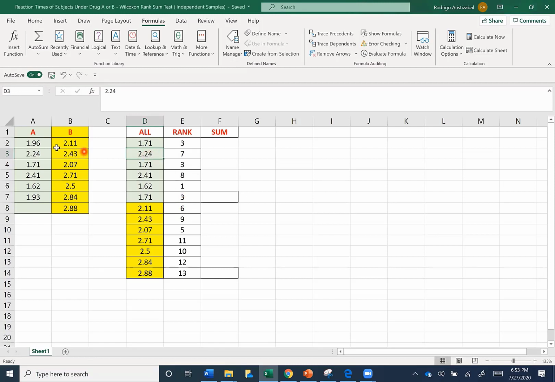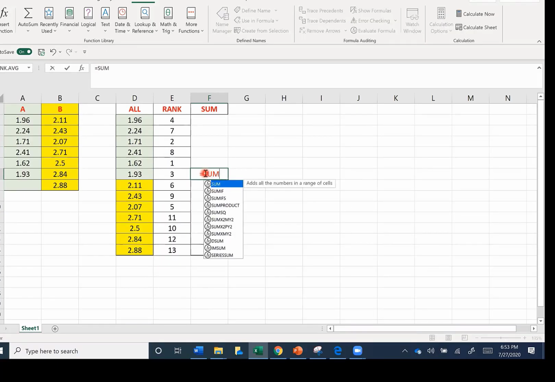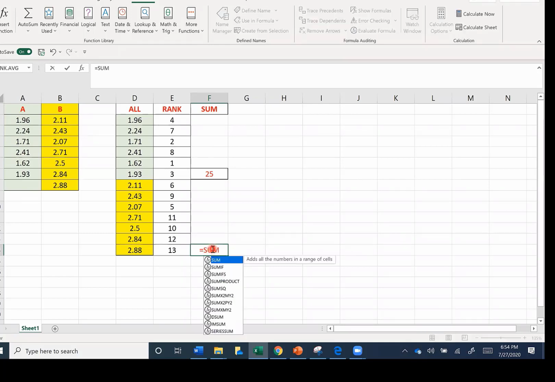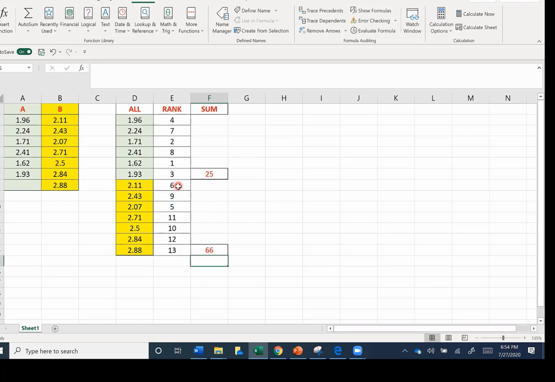But let's recover our values. Let's copy all of these values here. After that, we need to sum all ranks corresponding to the first sample. That is the sum here: equals sum, open parenthesis, all values located from here to here. Here also the sum of the ranks of the second sample. Remember, not values, ranks. It is 66.